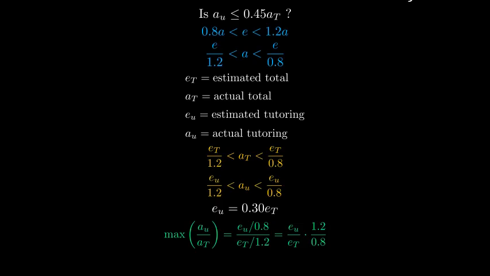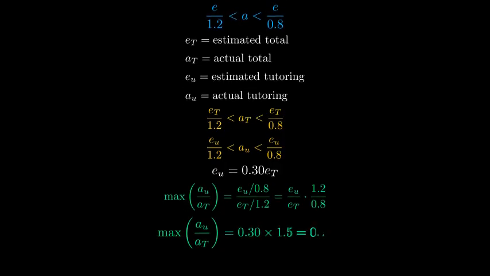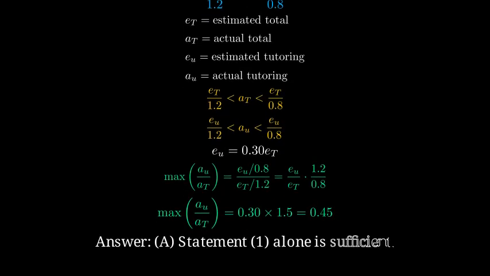Substitute E sub u equals 0.3 E sub t. Then the maximum ratio is 0.3 times 1.5, which equals 0.45. Because the error is strictly less than 20%, the actual ratio is strictly less than 0.45. So statement 1 is sufficient. Statement 2 only tells us estimated total income and gives no tutoring ratio, so it is not sufficient. Therefore, the correct answer is choice A.